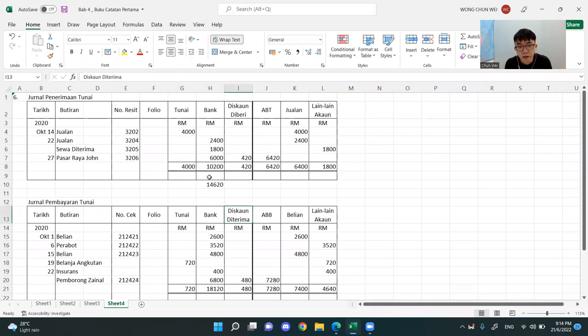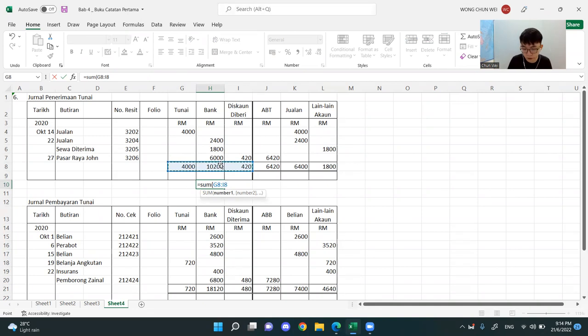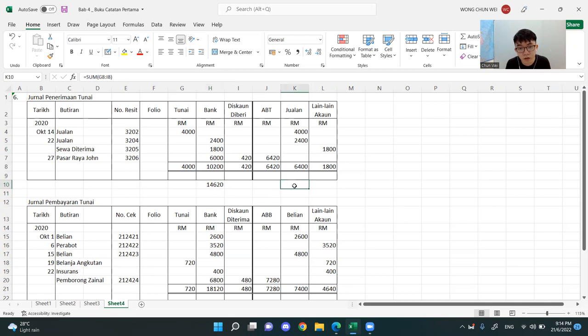All right, so now you can check. Not actually checking the correct answer, but just to make sure what you're doing is right. You use this one. You just add up these three figures before the total line. You add these three figures together, you get 14,620. Now you check this one, see if it's the same or not. So you add these three up. Bam, it's the same. This is like Pertama Perakaunan.